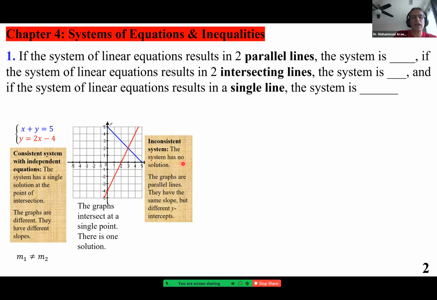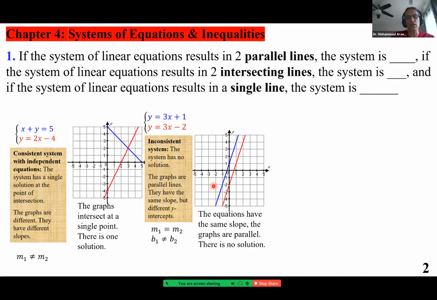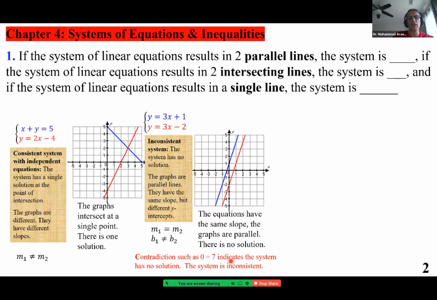Inconsistent system, the system has no solutions. The graphs are parallel lines. They have the same slope but different intercepts. So if we were to graph them looking like that, if we were to solve for y, they would have the same slope, different y-intercepts. Also, if we were doing it by the substitution or addition method, what do we end up with? We would end up with a contradiction such as 0 equals 7, 1 equals 5, things of that nature.